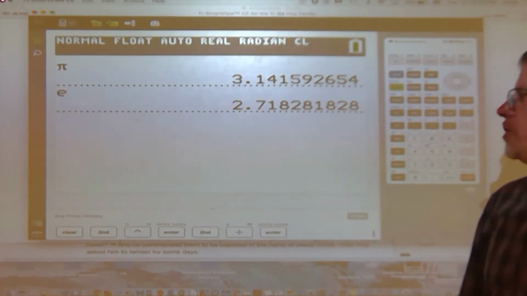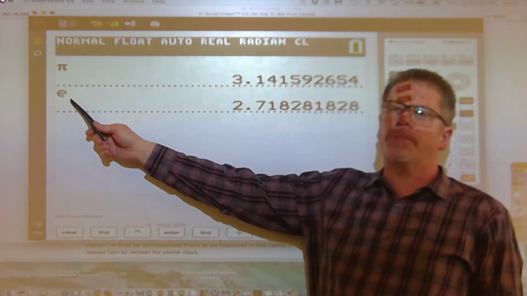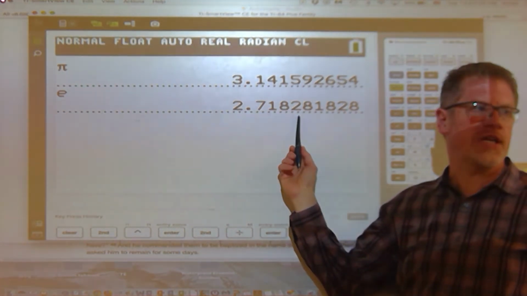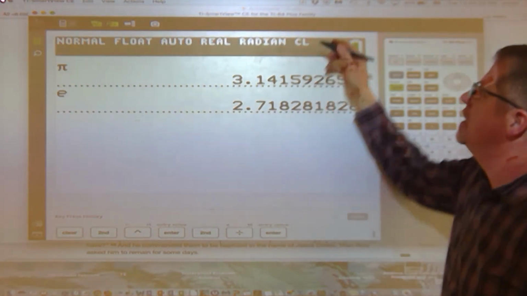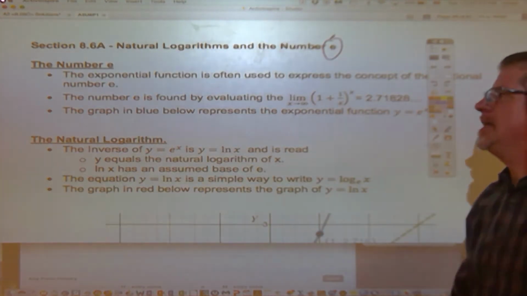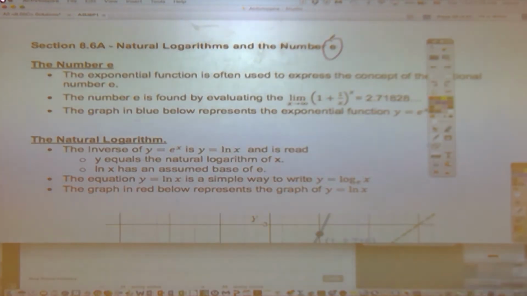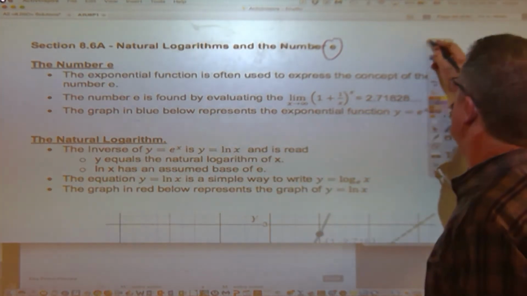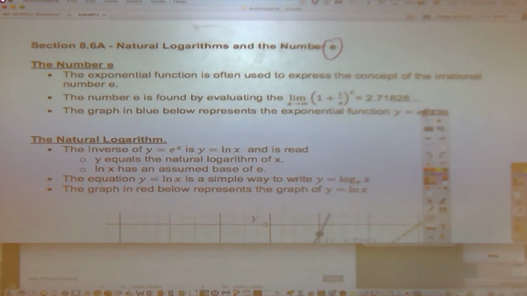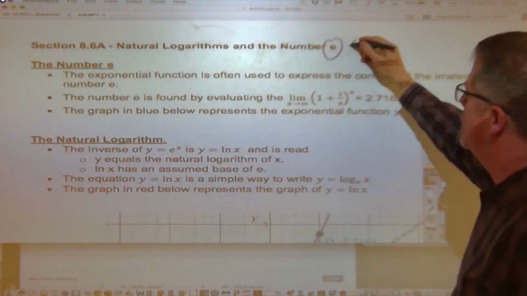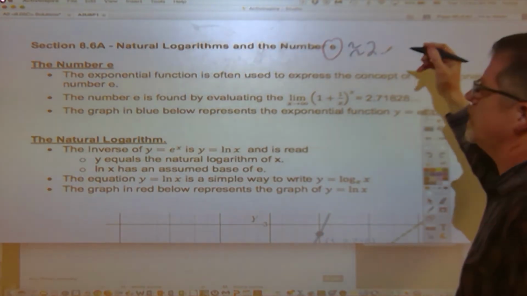Ready? Go. E is approximately 2.7 Andrew Jackson, Andrew Jackson. So what is E? Where did it come from? Well, in today's lesson, 8.6a, the last lesson of Unit 8, we find out that E is often used to express the concept of the, so it's an irrational number, which means it can't be written as a fraction. Go ahead and make a note to yourself on your notes.